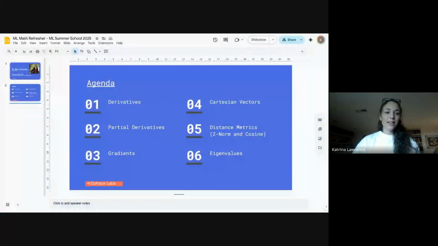Just very briefly, I wanted to go over the agenda for what we're going to be covering today. We're going to start with derivatives, going over all the derivative rules. We're then going to segue into partial derivatives and multivariable calculus, and then understand how partial derivatives are used to calculate gradients. And gradients are very important for machine learning algorithms.